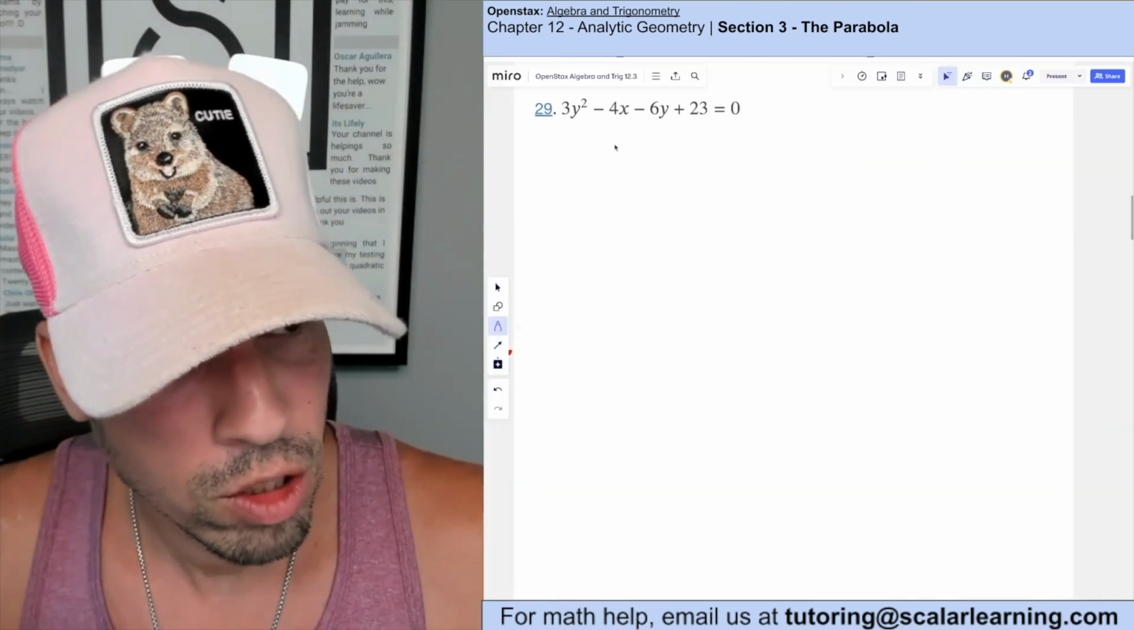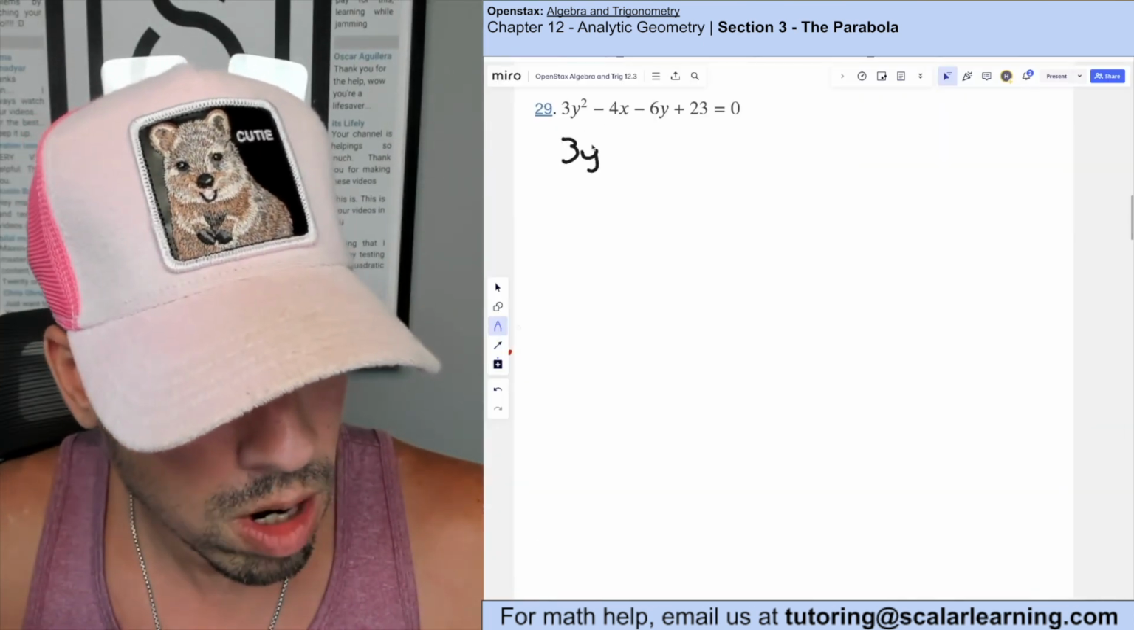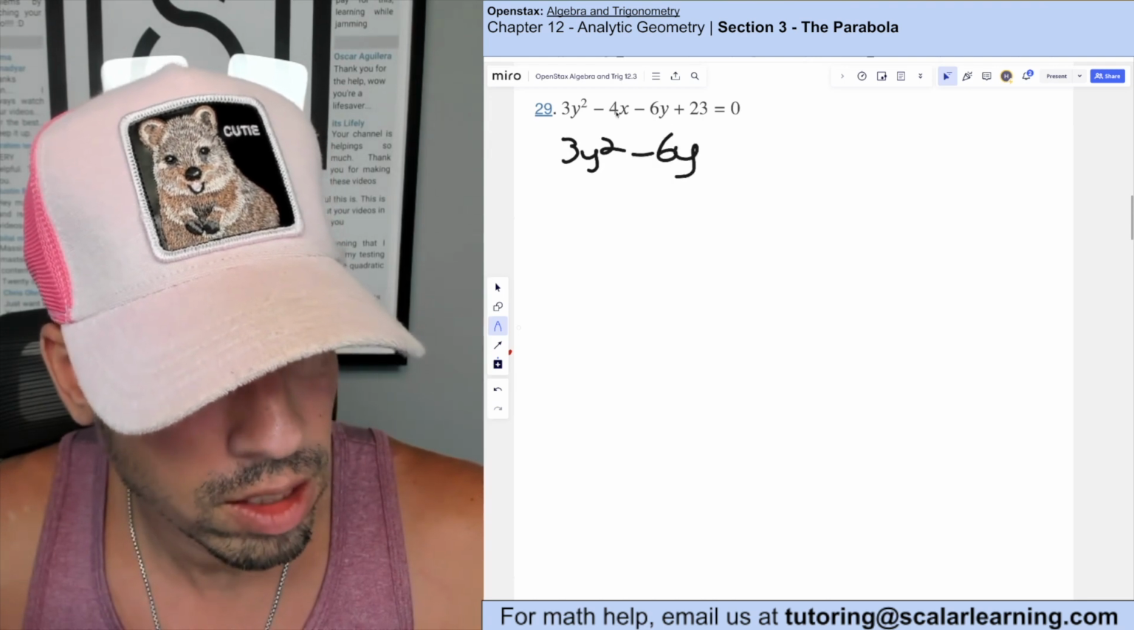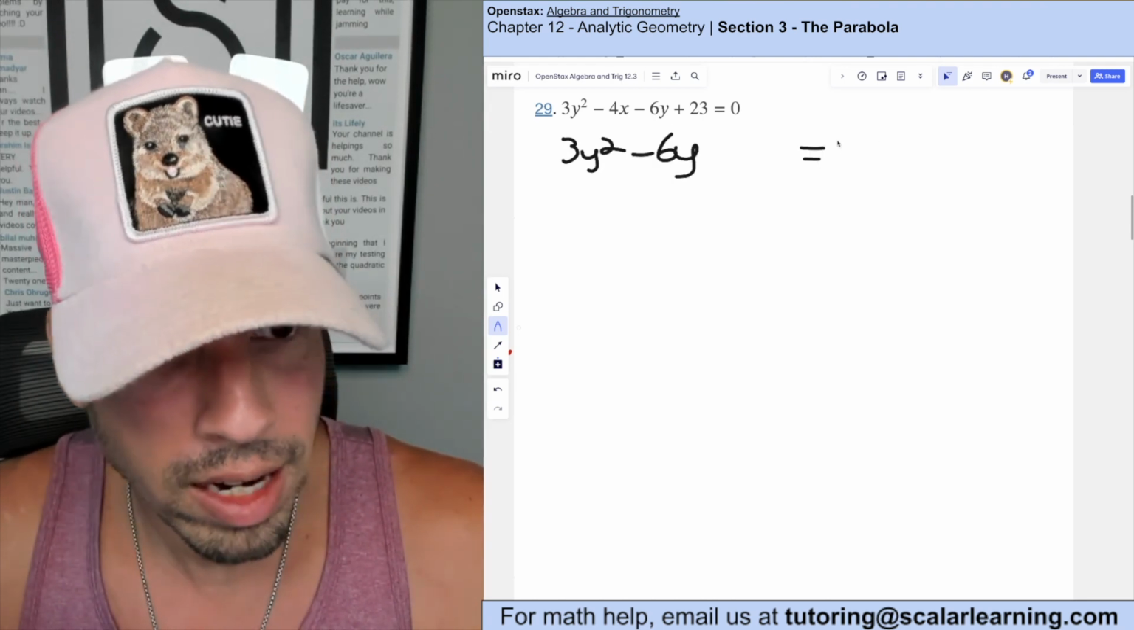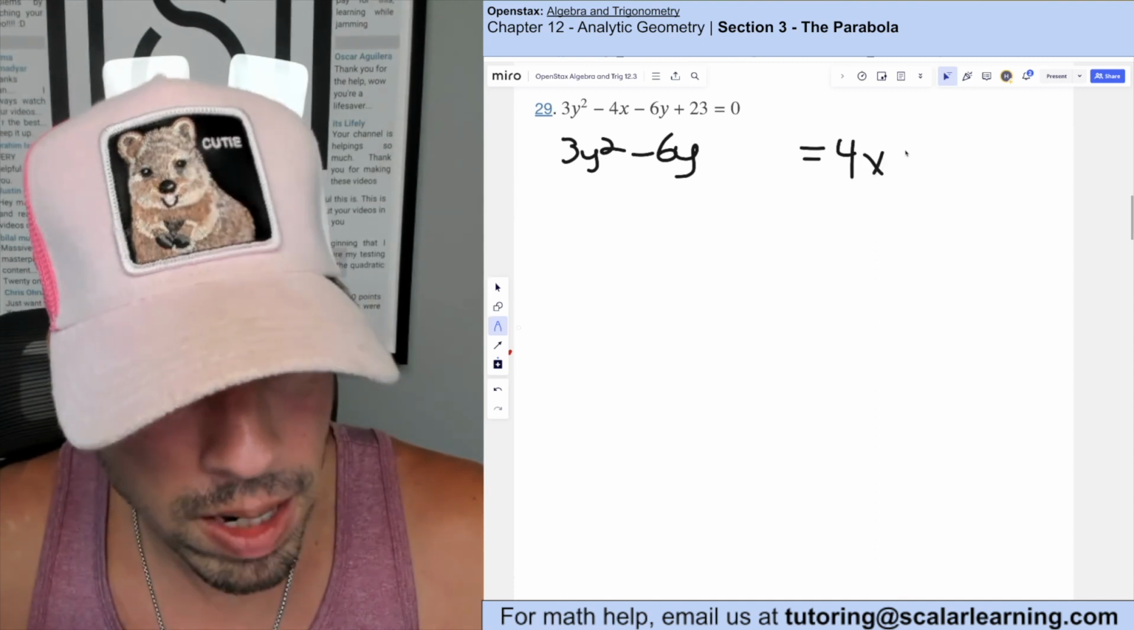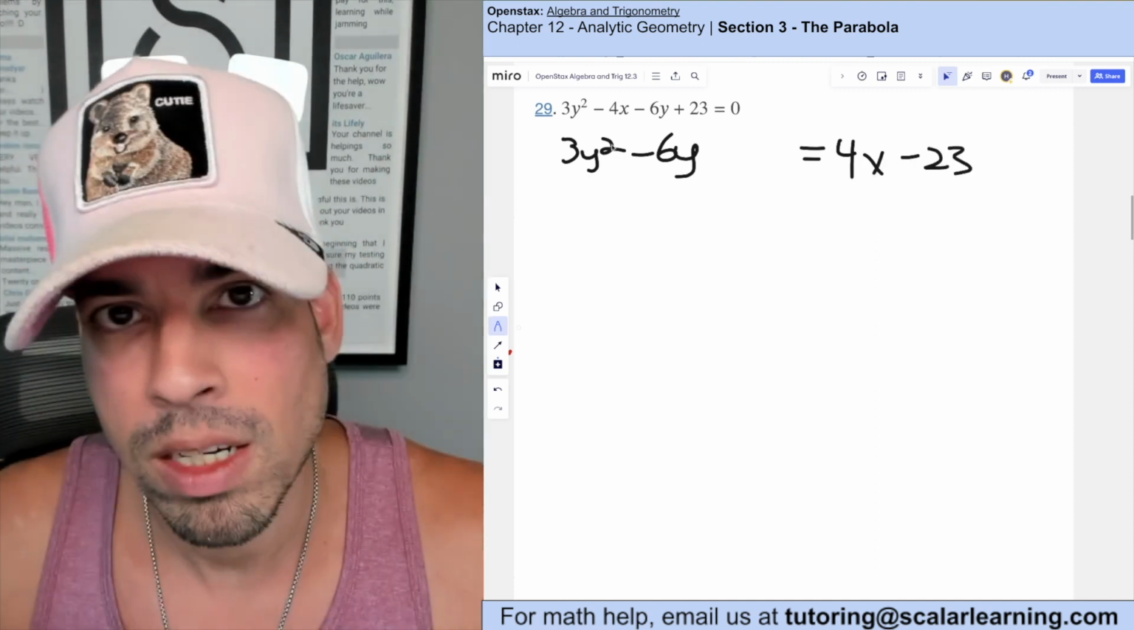Done. So for this one, we're going to start by keeping these y's on the left-hand side like so. And then I'm going to move the x over here. I'm going to add 4x. I'm going to minus 23. Then we got to complete the square.